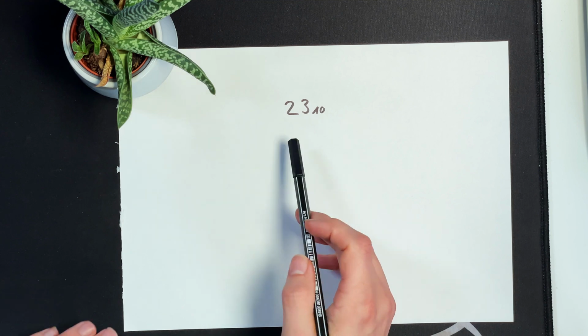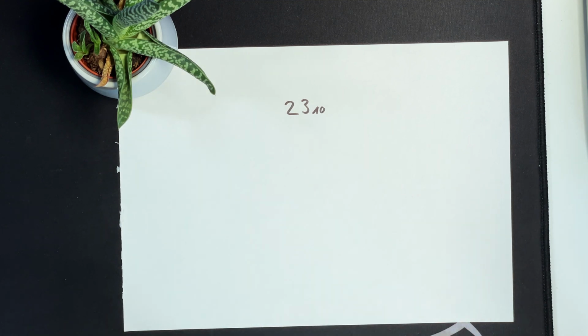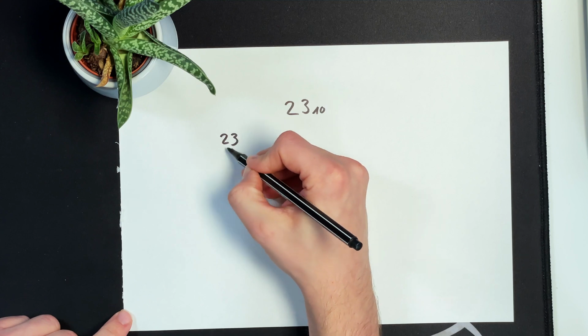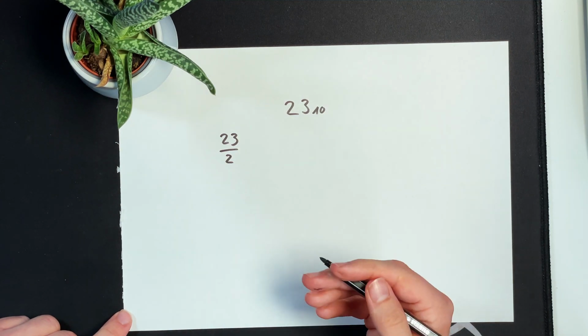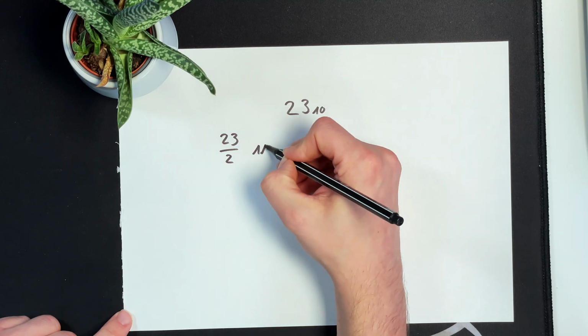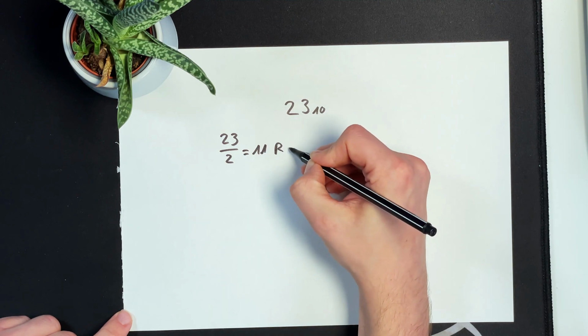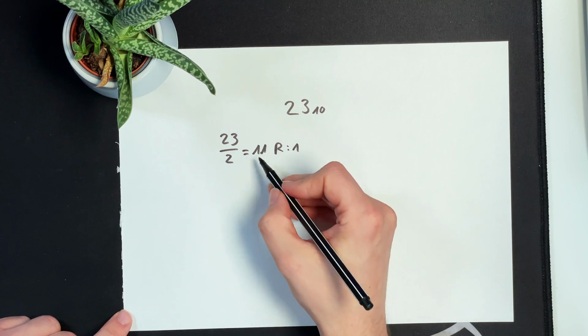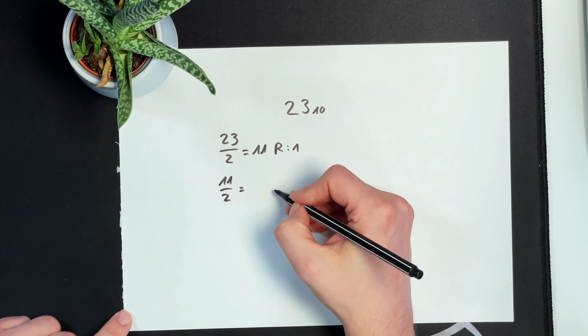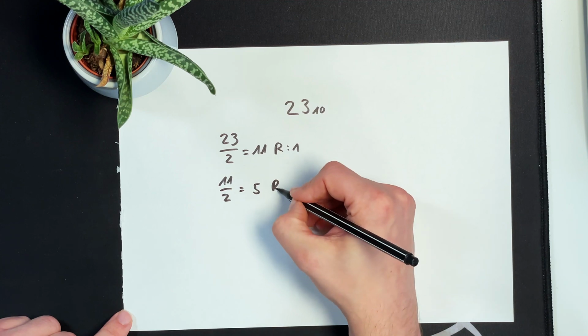But you can also convert a decimal number into a binary number only with a pen and a piece of paper. For that, we're going to use our example 23 again. And now we're going to divide 23 by 2 with a remainder. This will result in 11 with a remainder of 1. Now we take the 11 and divide it by 2 again. This will result in 5 with a remainder of 1.